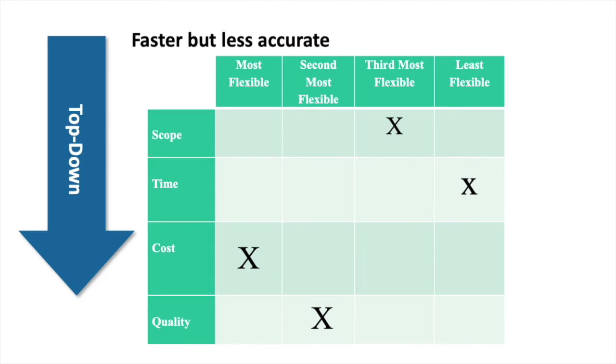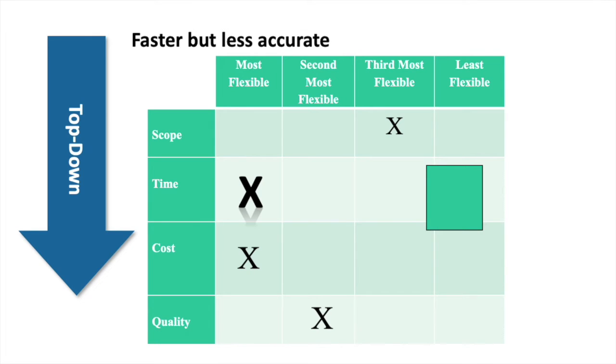And you can see from this little diagram that the most flexible, in this case, happens to be cost. So if cost is the most flexible and the least flexible is time, that means time is of the essence. We can't spend a lot of time doing cost estimates because we need to get the product out there or get the project going quicker. So that's where top-down can come in.